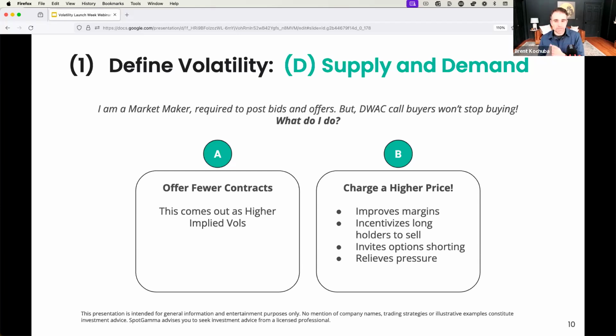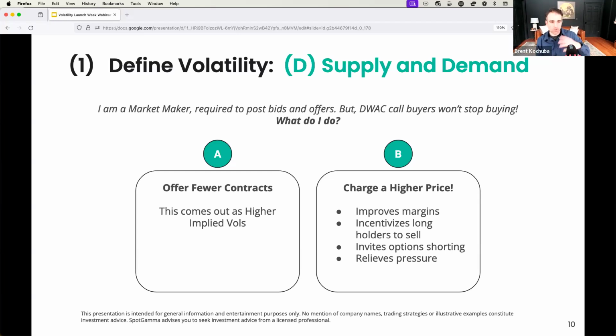Now, the linked function to that is that they're also, through that, charging a higher price for those options. So if you wanted to buy a call option, then once the market maker decided to widen his market out, you're going to pay more for that option. And that has the effect of raising the implied volatility for the option because the cost is going up. It means that the estimated move that you need to get that option to pay off is also increasing.